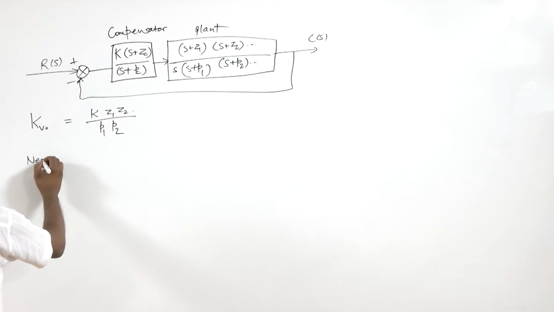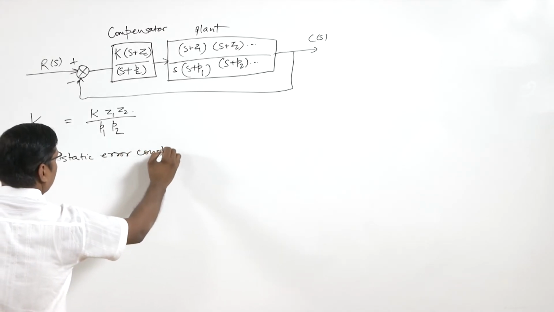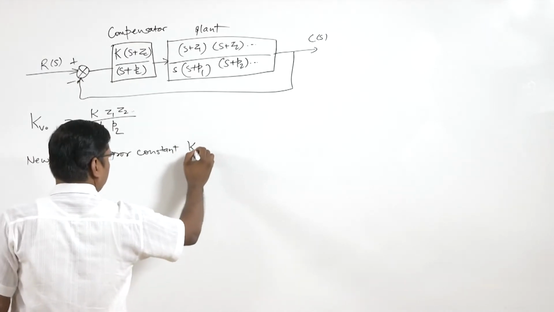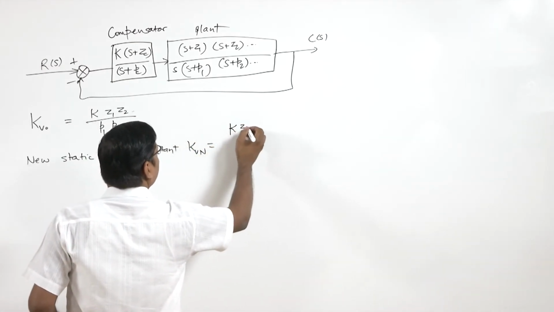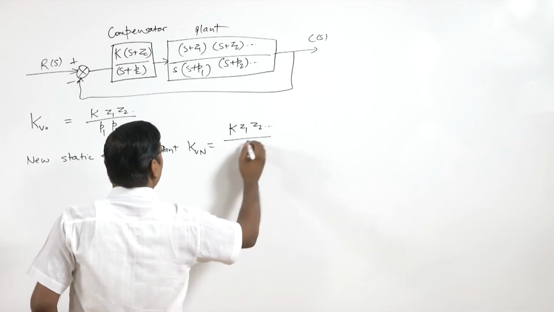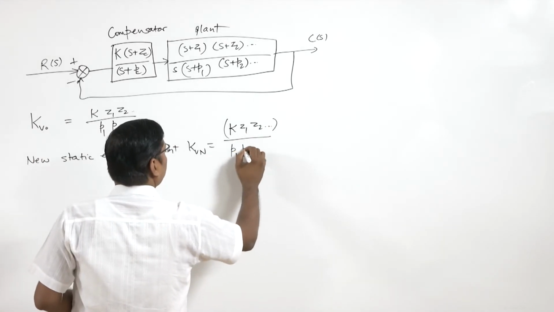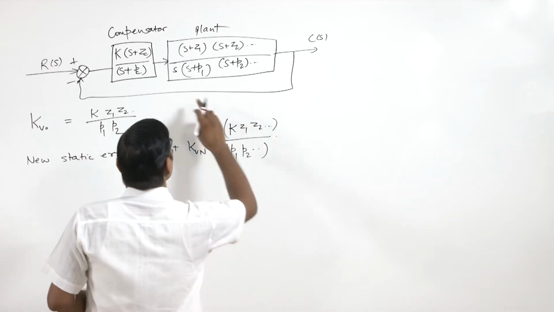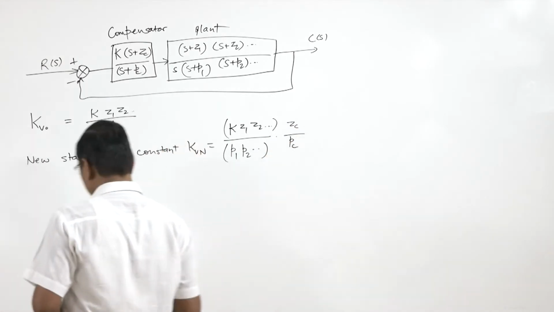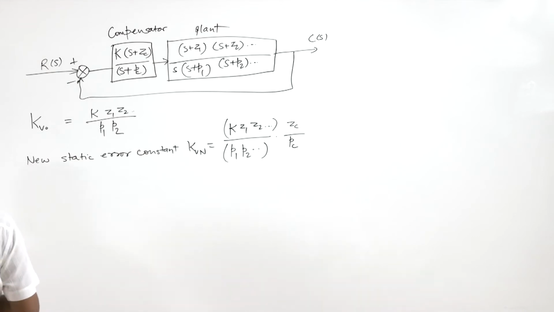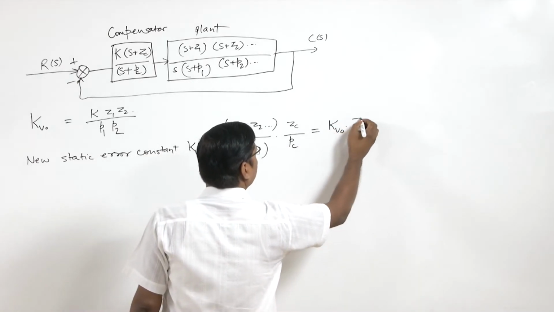Now the new static error constant Kvn equals K z1 z2 upon p1 p2, into zc by pc. So this is equal to Kv0 into zc by pc.